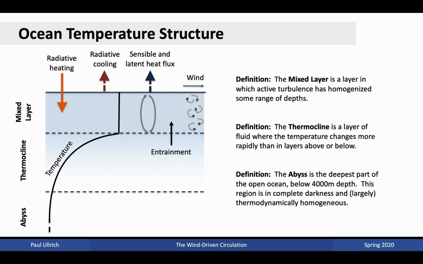Through this region, we have a quick decline in temperature as you go to deeper depths. Namely, as the oceanic waters get farther and farther from the surface, they are exposed to less radiation as well as exposed to less of the water from the mixed layer. So there's less opportunity for temperature mixing to occur. In the abyss, in the deepest part of the open ocean, below 4,000 meters depth, the region is in complete darkness and is essentially thermodynamically homogeneous.